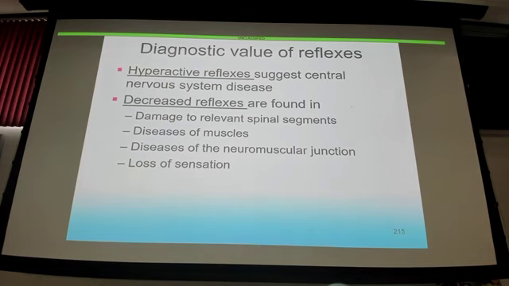Hyperactive reflexes suggest central nervous system disease. Decreased or hypoactive reflexes mean you have damage to relevant spinal areas, diseases of muscles, disease of the neuromuscular junction, or loss of sensation. You can't feel it. The sensory can't work. So hyperactive, CNS. Hypoactive, PNS, out at the neuromuscular junction or somewhere there's a problem. It's a good delineator of that.